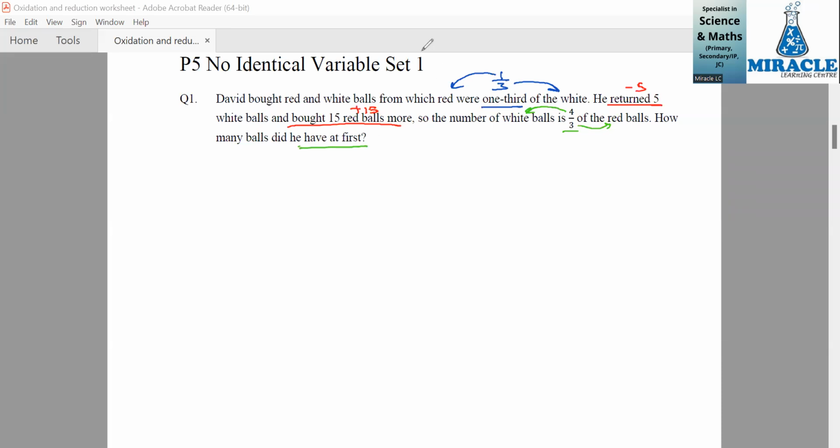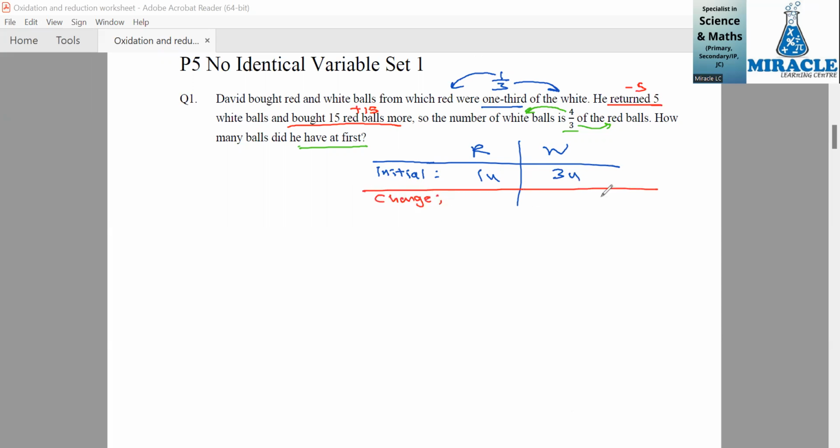So let's write out all our ratios. We have red against white. And we know that in the beginning, red had 1 unit, while white had 3 units. And after this, he returned 5 white balls. So the change would be white balls minus 5. And he bought 15 red balls more, so red plus 15.